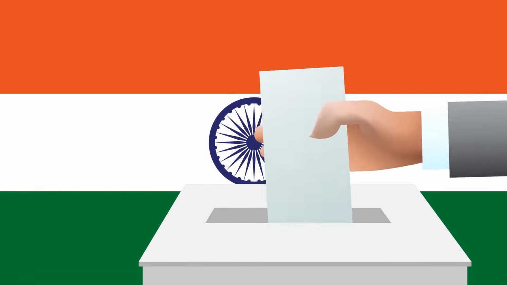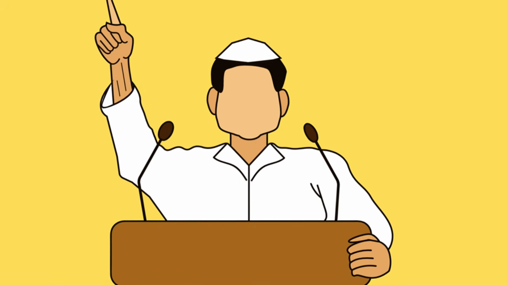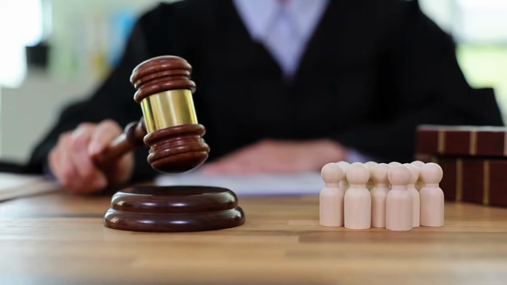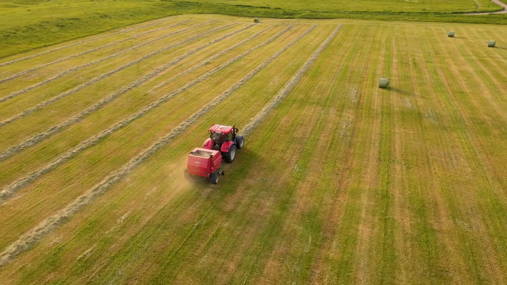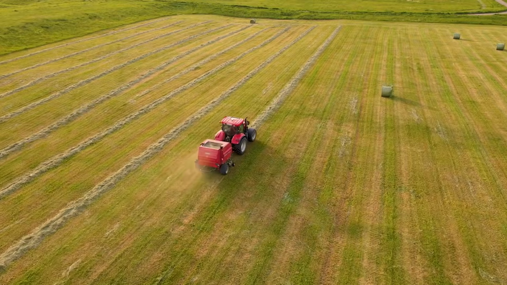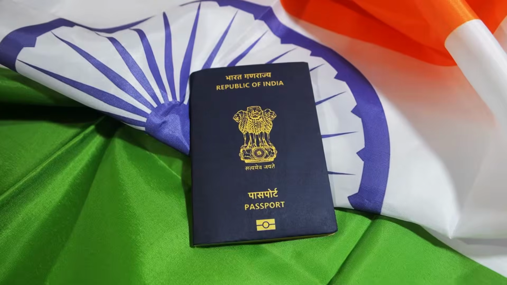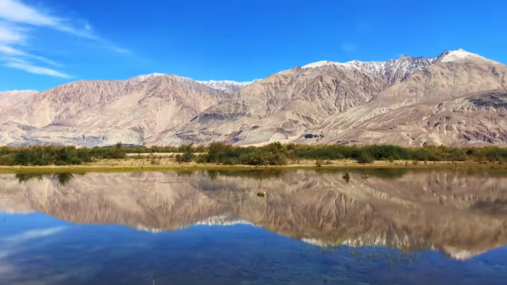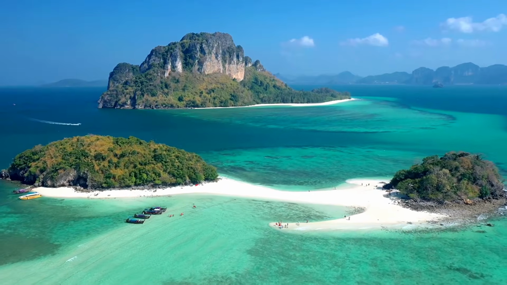However, OCI holders cannot vote in Indian elections, cannot hold public office, cannot become a member of parliament, member of legislative assembly, or hold constitutional positions like president, vice president, or judge in Indian courts, and are not eligible for government employment in India. They cannot purchase or inherit agricultural land, farmhouses, or plantation properties, cannot apply for an Indian passport, and need prior permission or special permits to visit certain restricted or protected areas in India, for example parts of Northeast, Jammu and Kashmir, Andaman and Nicobar Islands.